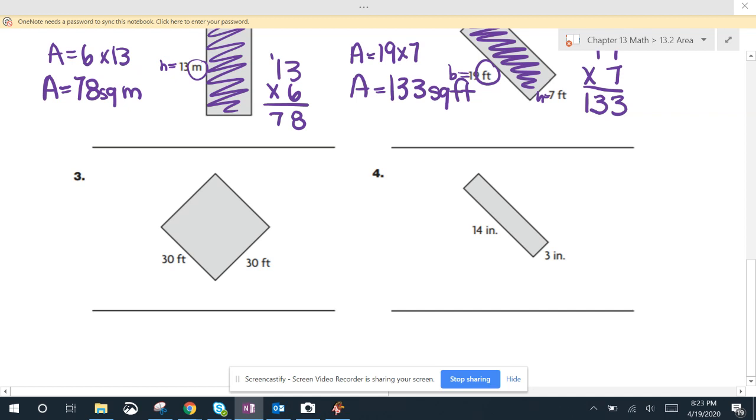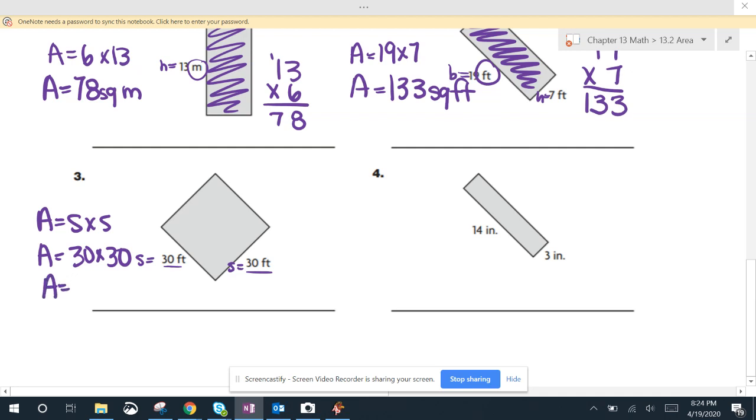Okay, welcome back. Let's do the area for number 3. Now, if you notice, my side lengths on number 3 are the same, which means that this shape is actually a square. Either way, I can solve it like it's a square or I can solve it like it's a rectangle. Either way, I'm going to get the same answer. So my S equals 30. So I'm going to do area equals S times S, or area equals 30 times 30.